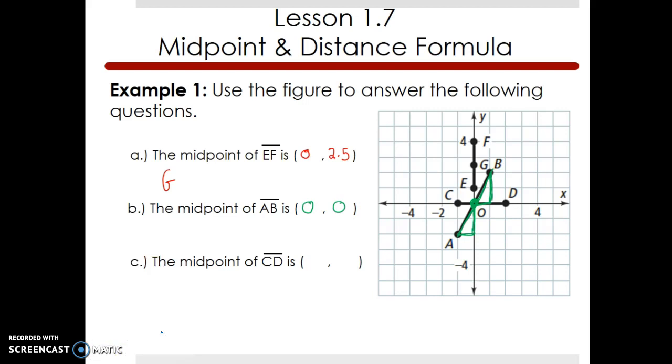And the last one is the midpoint of CD. So again, CD is also 3 away. So half of 3 is 1.5, so it would be over here, which is 0.50. The point here is 0.50.